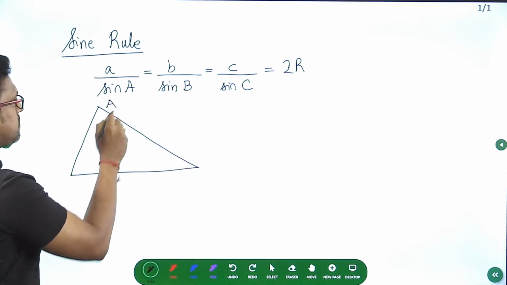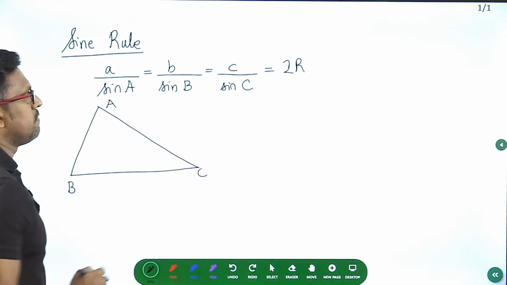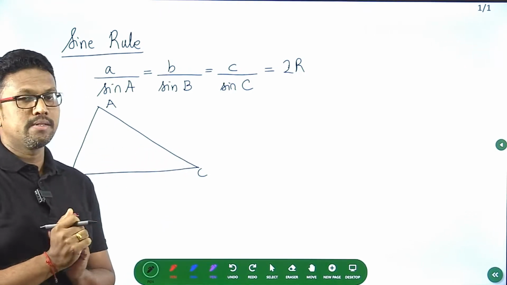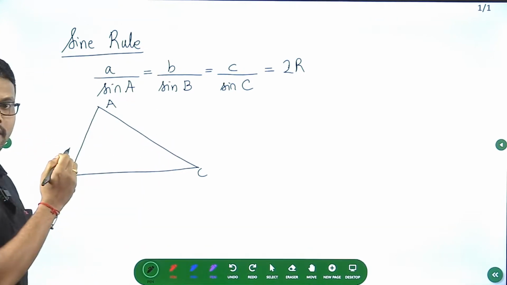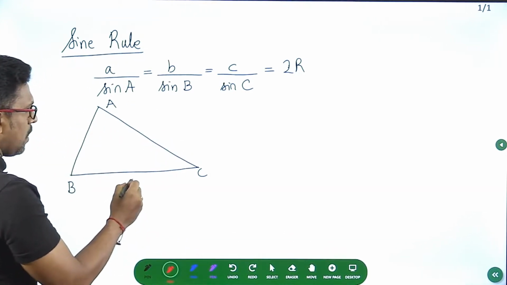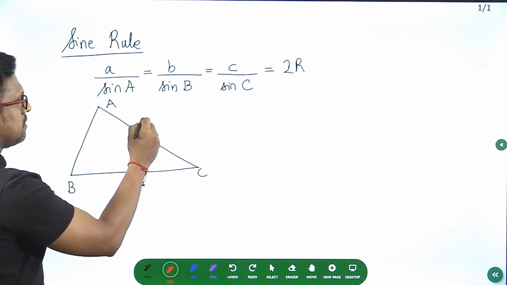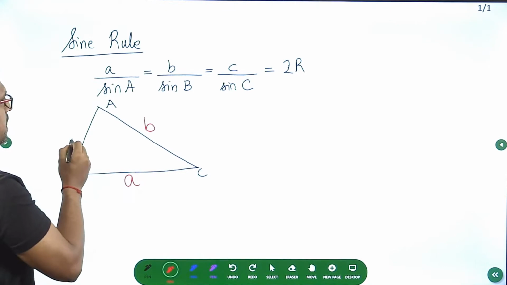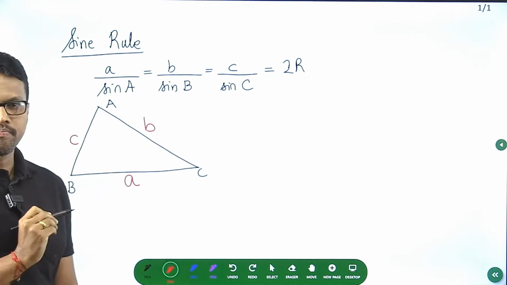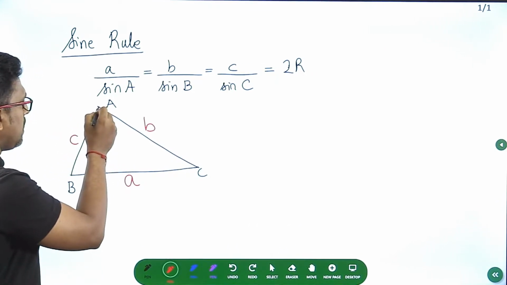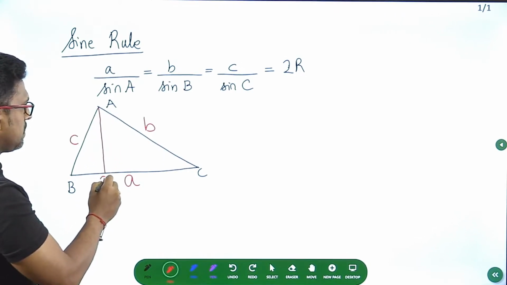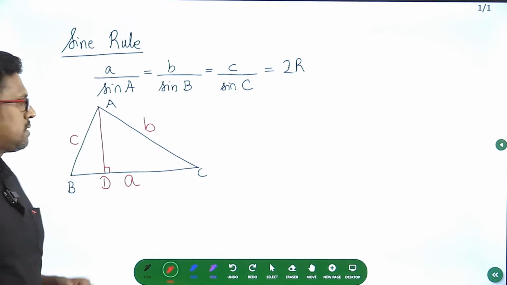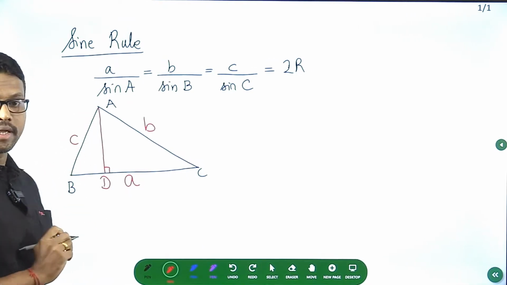So suppose this is the triangle ABC. We have to prove this entirely, that the ratio of each side to the sine of its opposite angle is equal to 2R. You know that the side opposite angle A is a, the side opposite angle B is b, and the side opposite angle C is c. What we will do is draw a height over here, a perpendicular. So suppose I drew the perpendicular over here. This is AD, the height of the triangle.